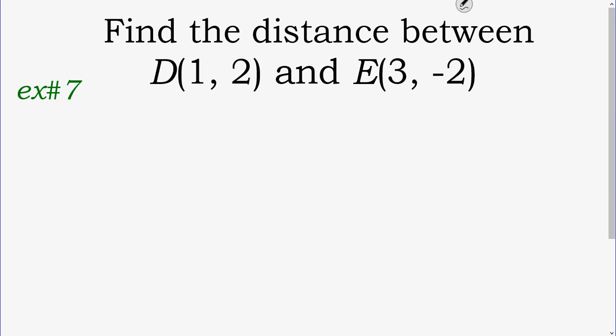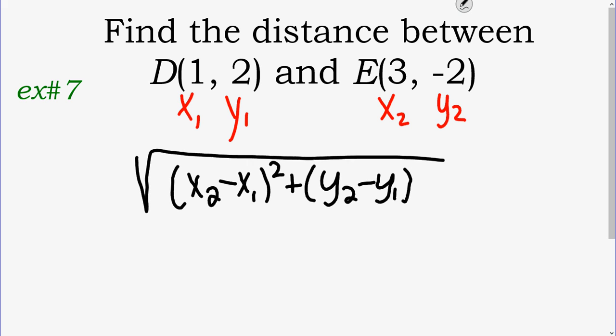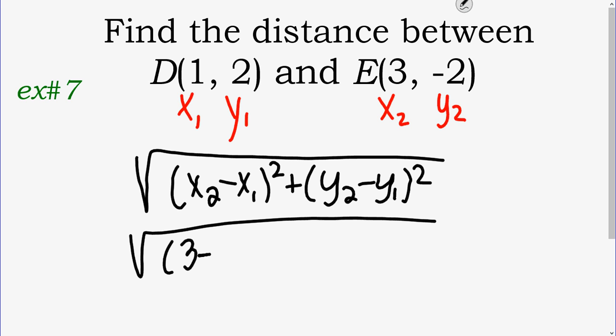Hardest part of the distance formula is setting it up and getting your x1, y1, x2, y2 in the correct place. So here, we'll call this x1, y1, x2, y2. Okay, so the square root of x2 minus x1 quantity squared plus y2 minus y1 quantity squared. So let's plug it in. x2 is 3 minus x1 is 1 quantity squared plus y2 is negative 2 minus y1 is 2 quantity squared.